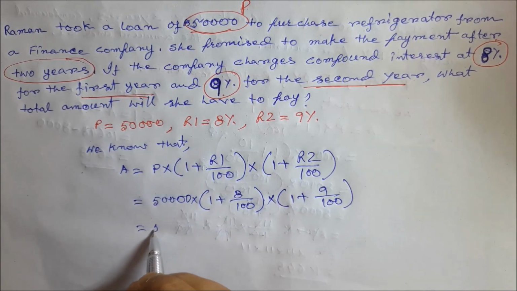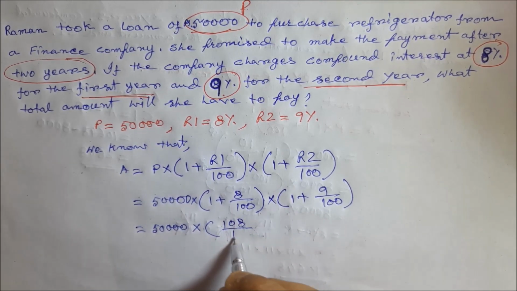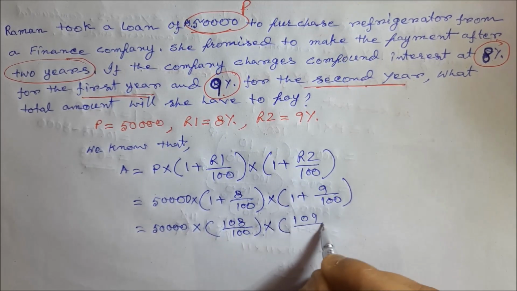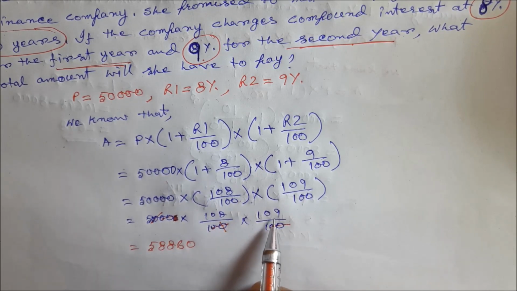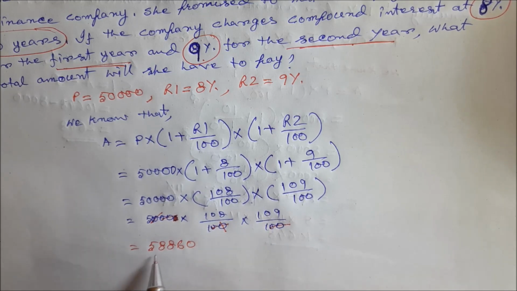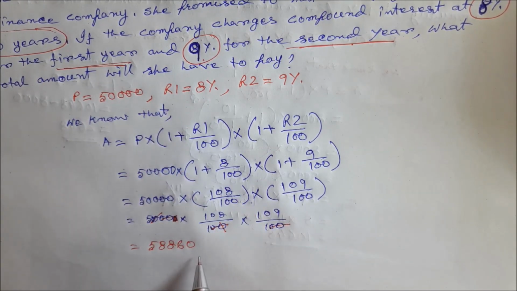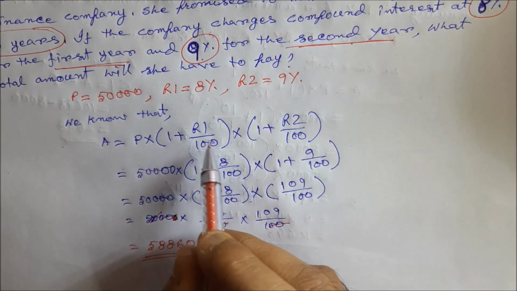This must be 50,000 times 1 plus 8 by 100, that means 108 by 100, I am directly doing this. Then 109 by 100. So this 20 and this 20 will be eliminated, and this 20 and this 20 will be eliminated. So we have to multiply 5 by 108 and 109, and after multiplying we will get the result 58,860. Next you have to write down the answer. Total amount she will pay is 58,860 rupees. This is very simple if you remember this particular formula.